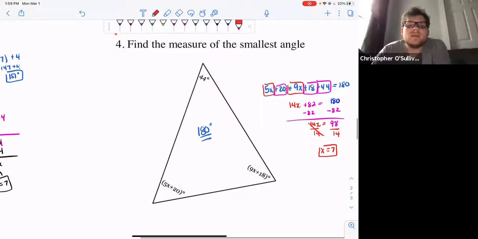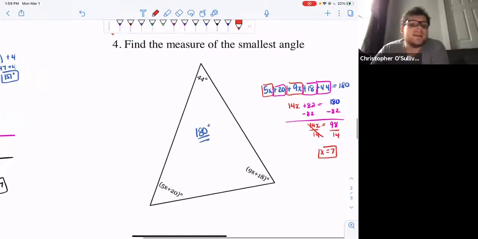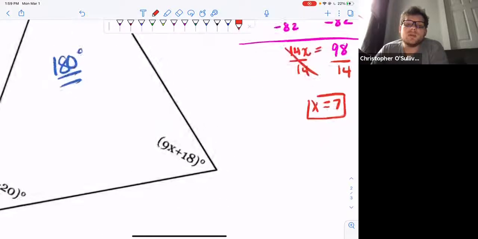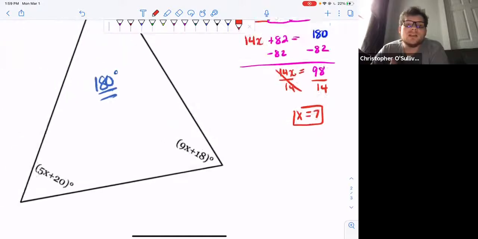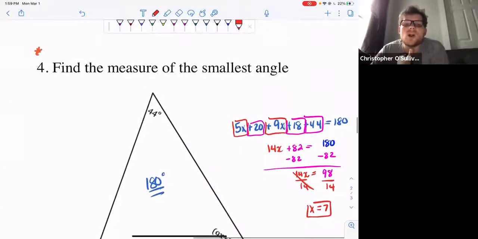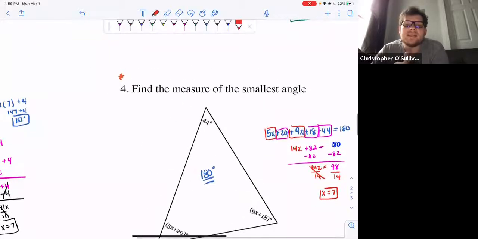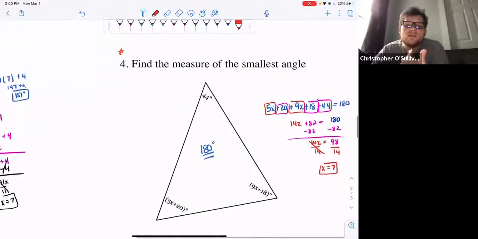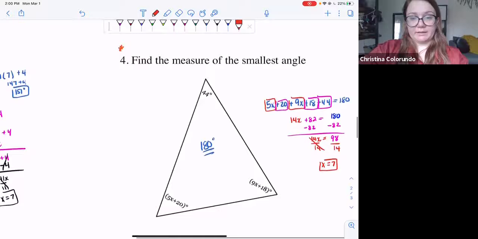Ladies, do you think we're 100% done with this problem? If so, write yes. If not, write no. Okay, so trick question. Miss C and I are actually incorrect with this problem. Because if we look, we found x, which is exactly what we wanted to do. However, the question is saying find the measure of the smallest angle. So as Miss C has been mentioning, everywhere we see an x, what are we going to now have to substitute? The number 7.